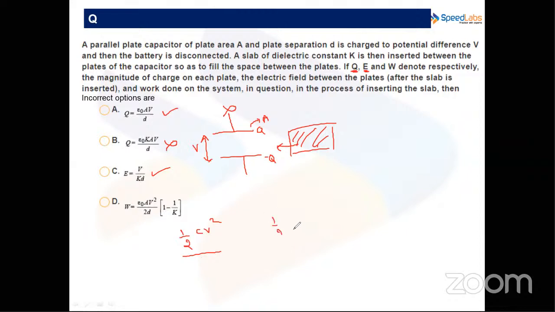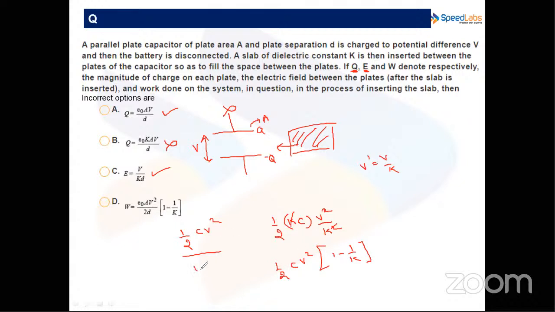Final energy is half C becomes K times C, right? What was it just now? It is KC because dielectric slab is inserted, and V square. So that is V dash square. We just found V dash. It is V by K. So V dash square is V square by K square. One K cancels out. In both the things, you can take half CV square common. It is 1 minus 1 by K. And what is C?